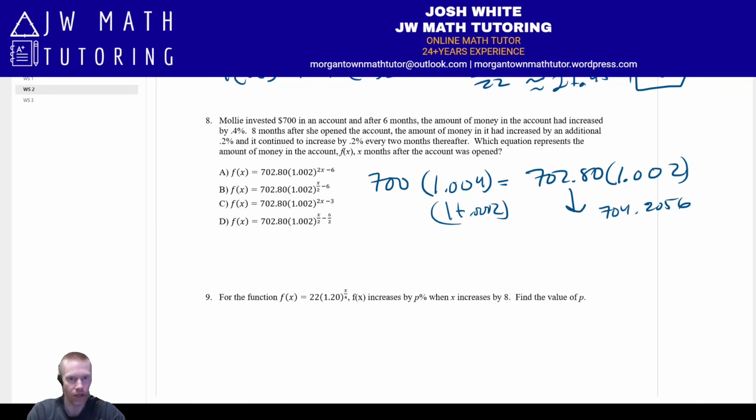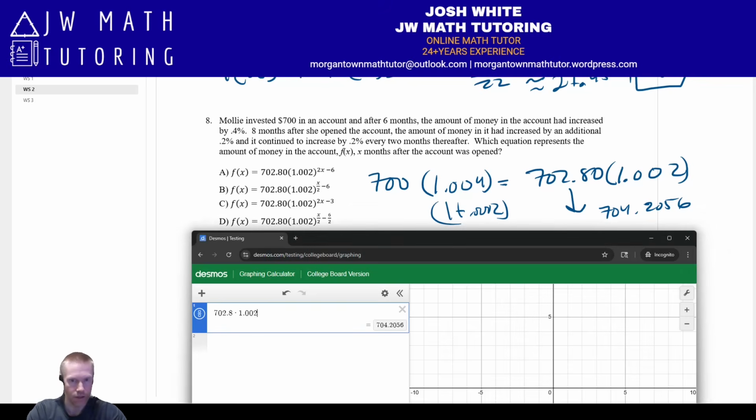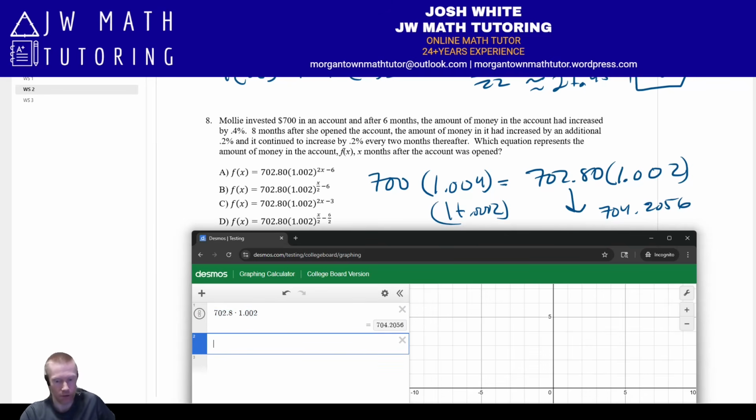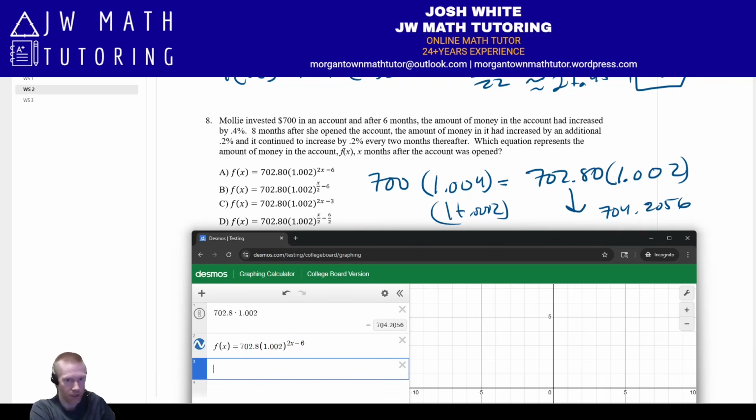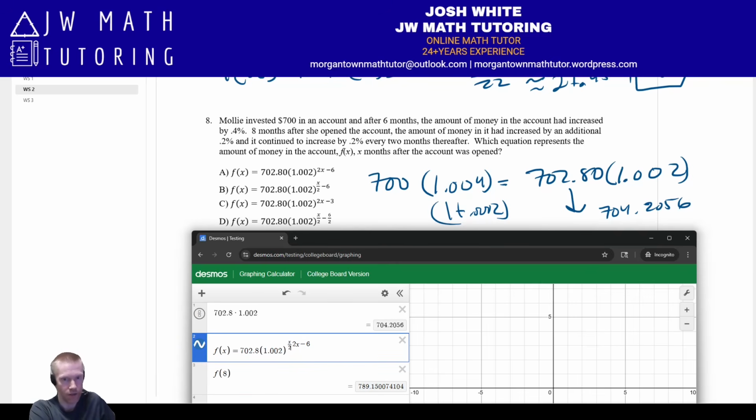704.2056. So if I go to each answer choice here and plug in 8 for the number of months, the one that gives me this number is going to be the correct answer. They're all going to be the same, it's just the exponent part that's changing. So I want to check f of 8. The first one, clearly not correct. Now let's check B, x over 2 minus 6. Notice this one actually decreased, so that's obviously not correct.